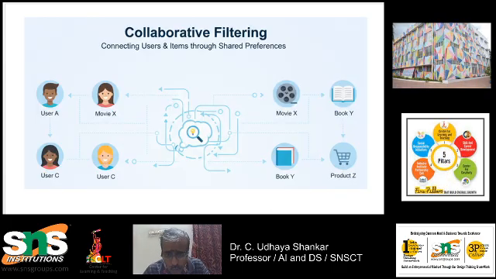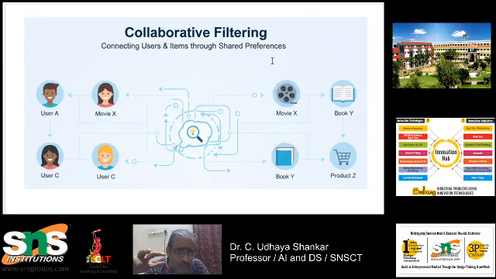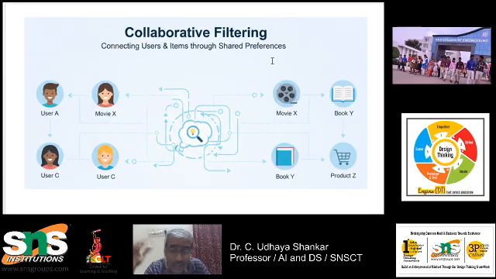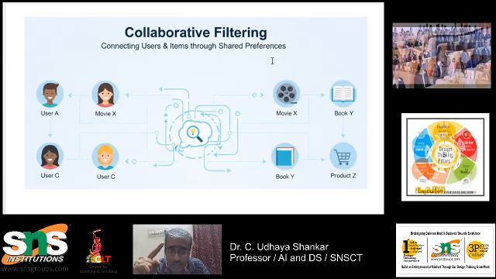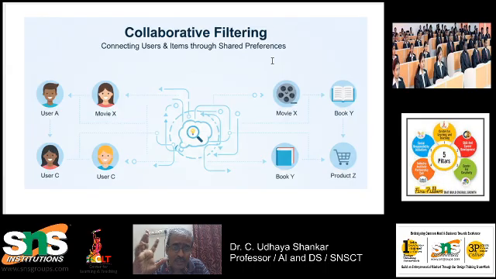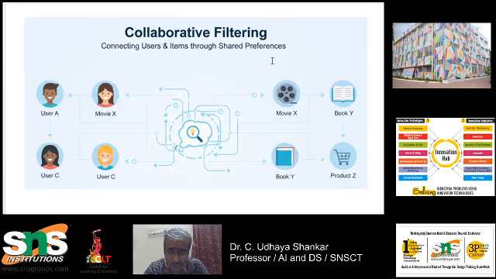What do you mean by collaborative filtering? Collaborative filtering is going to recommend items based on the behavior and preferences of other users. Please understand, a collaborative filtering model will always recommend items based on the behavior and preferences of other users. That's why it is called collaborative. Hope you are clear with that particular definition.